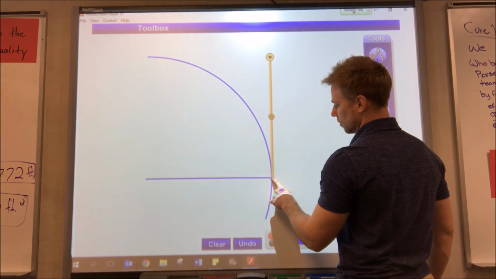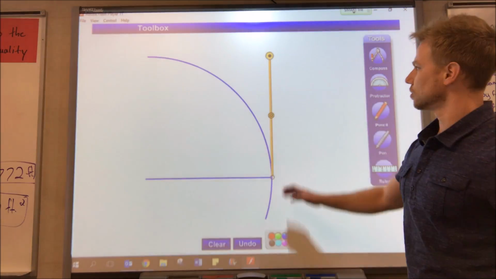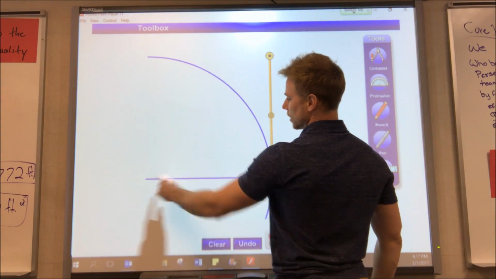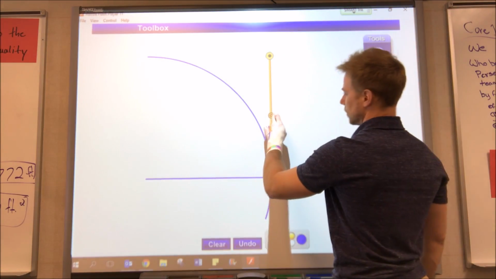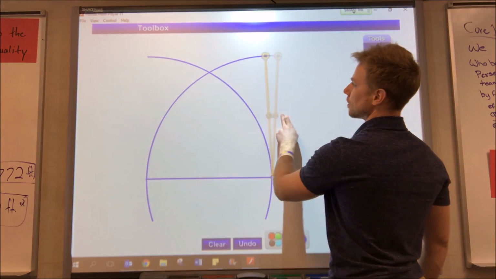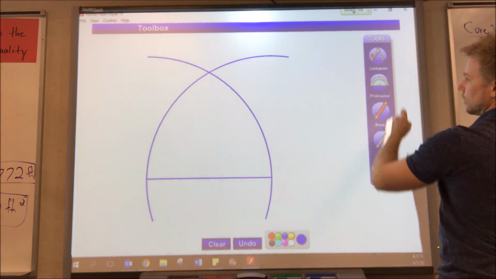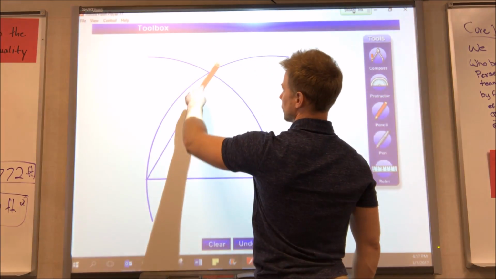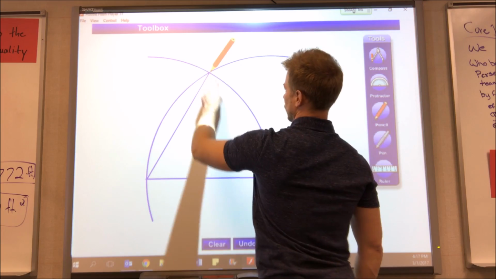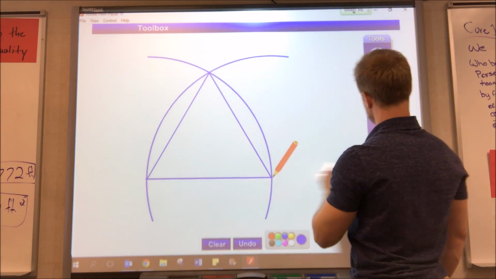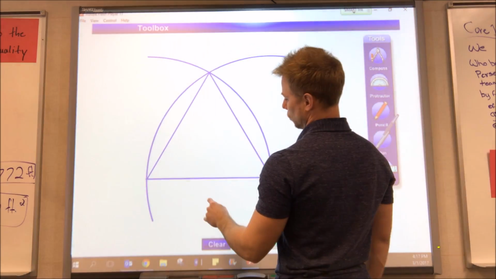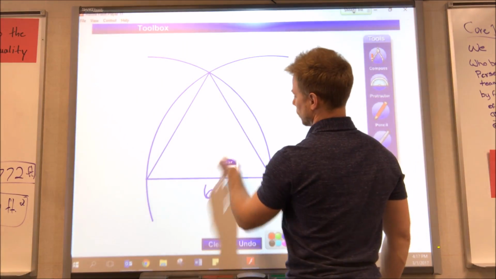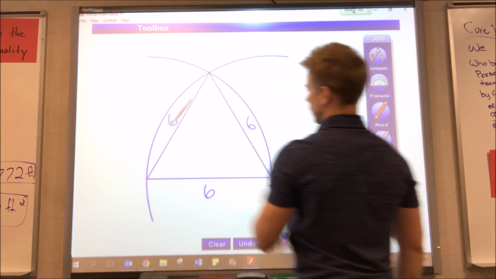Move the compass to the other side. Don't change the length on the compass. If you do change the length of the compass, then stretch it out to the full length of the base again. Make another mark. Get rid of my compass. Now where these two arcs intersect is going to make my triangle. And I should have a nice equilateral. Okay, that was 6. So all three of those are 6.